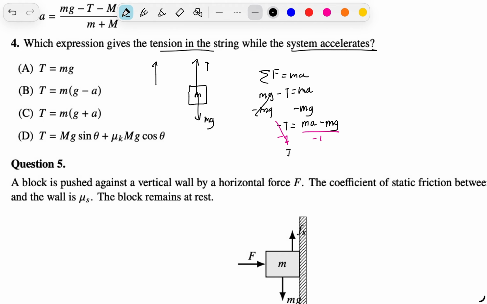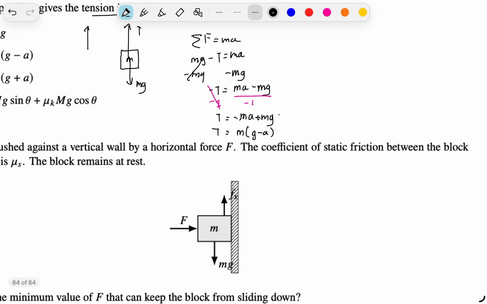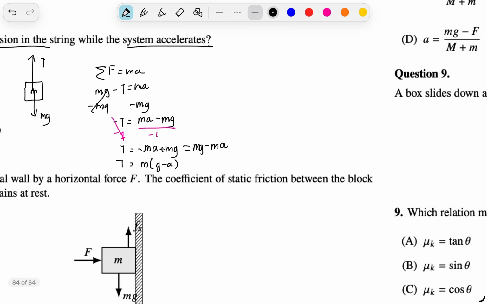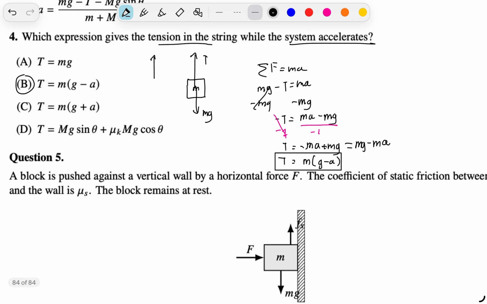So your tension is equal to negative ma plus mg. So tension is equal to, factoring out an m, m times g minus a, or you can also think of it like this, mg minus ma, which is how I did it. So this is how you get your tension definition here. That is option B. So since the mass is going to accelerate down, you have an F net down.